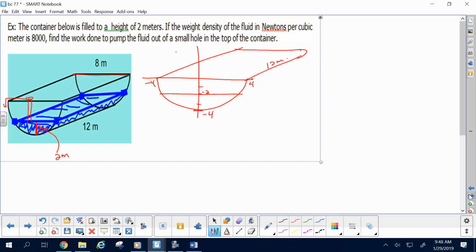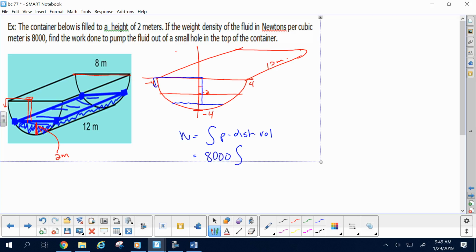Put down the old formula. The more you read it, the more you remember it. Rho, distance, volume. What's rho? Rho represents the weight density. In this case, it's given as 8,000. It's a constant. It'll always be given. Distance. So the distance you're going to pump each slice, so you're going to take this slice of water and pump it out, not to the surface of the fluid, but to the top of the container.